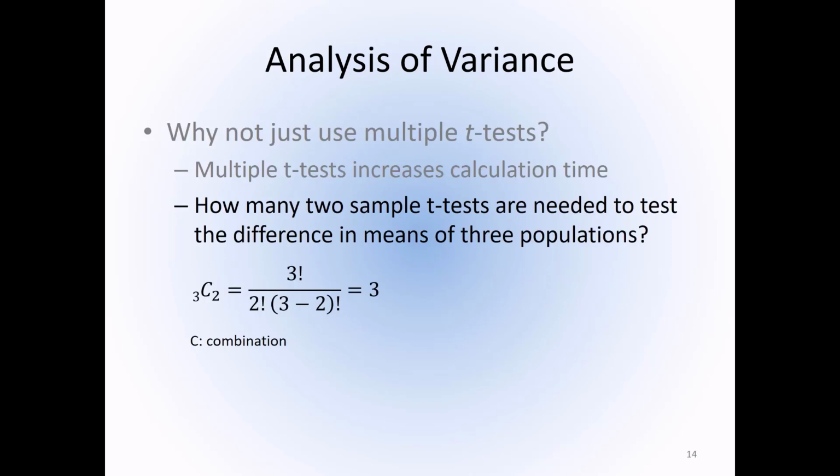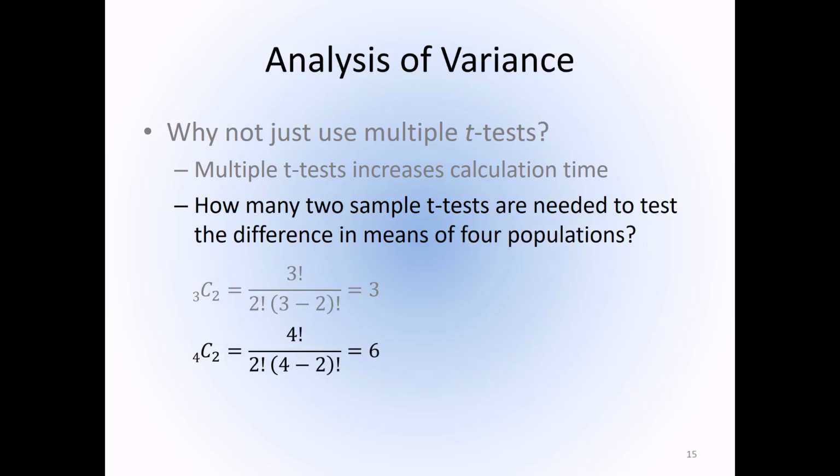Now, let's say that we're interested in testing the means of three different populations to see if they're equal or not. Well, this will lead us to have to do three separate t-tests: A compared to B, A compared to C, and B compared to C. Let's say that we're interested in testing the means of four different populations. Well, then we need to compare A and B, A and C, A and D, B and C, B and D, and C and D. So six different t-tests. And as we increase the number of populations, this is increasing the number of tests that we need to do. So this is going to significantly increase the amount of time that we spend calculating out these test statistics and comparing them to our t-table.